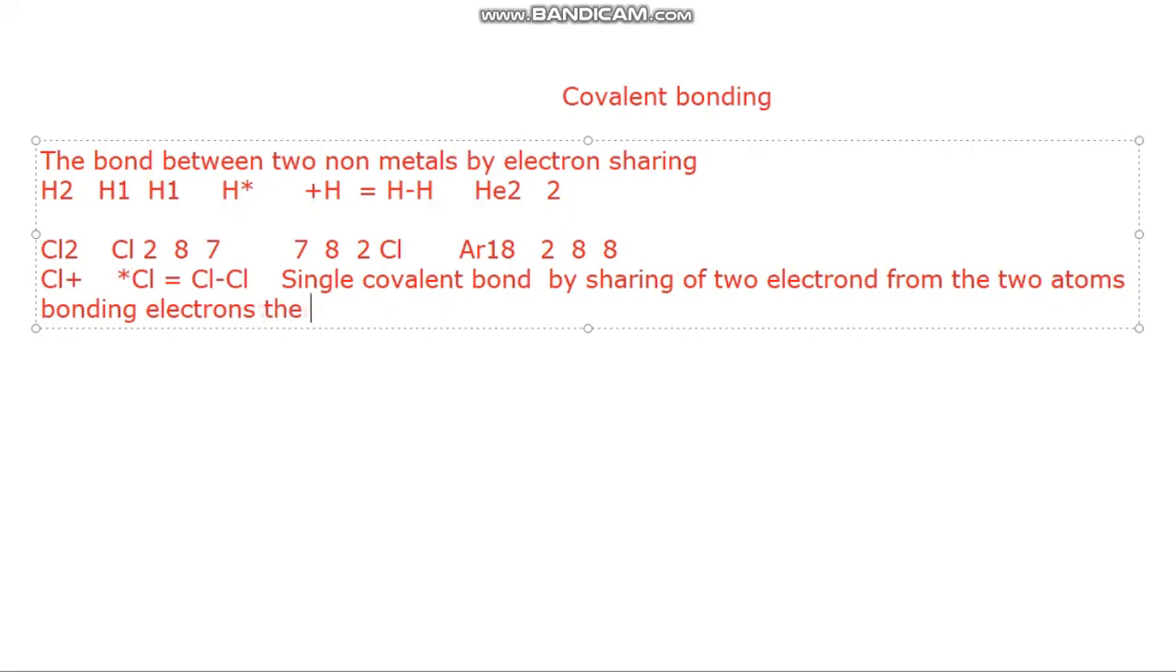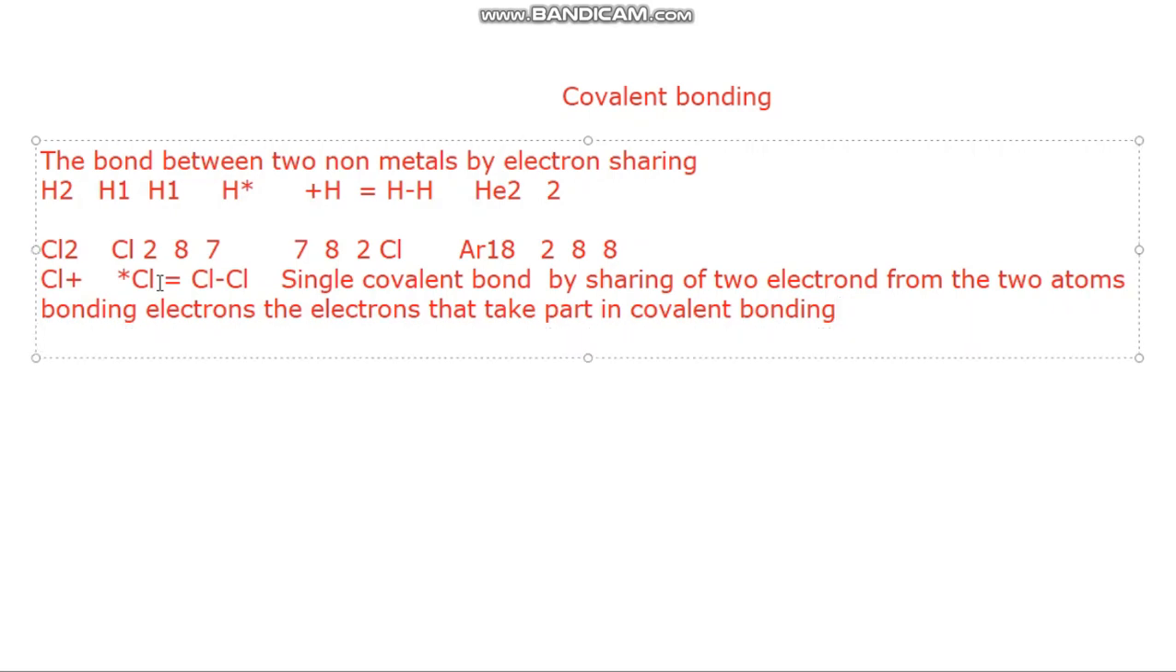The electrons that take part in covalent bonding are called bonding electrons, like these electrons. So these electrons that take part in covalent bonding are called bonding electrons. Right. What about the other electrons?